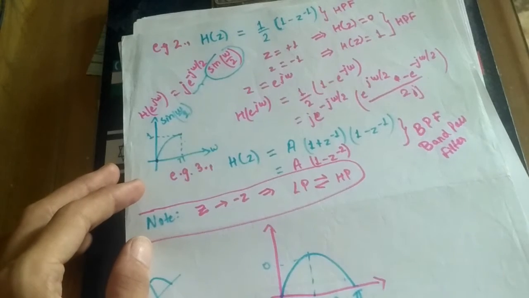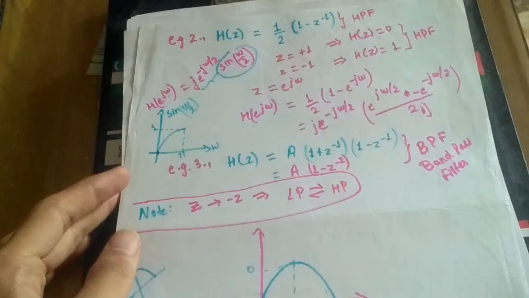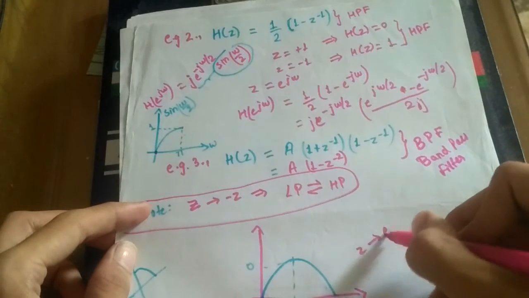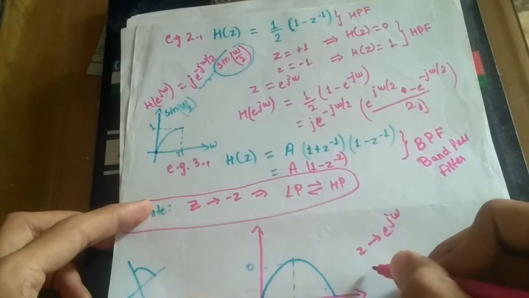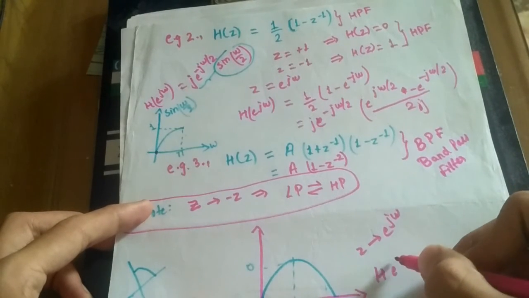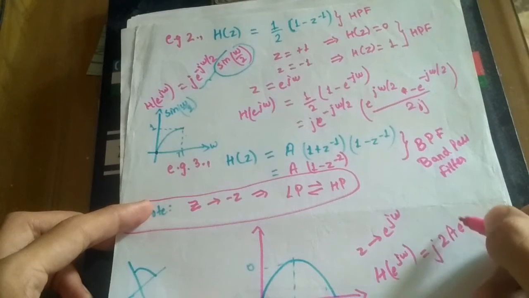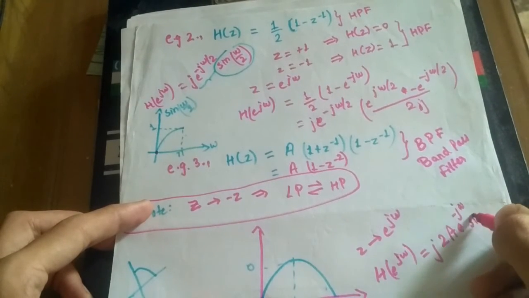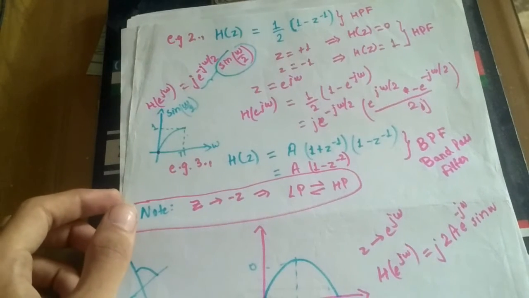This is the maximum frequency pi, and you can plot this also. And if you plot this, then just substitute z by e power j omega. So what we will get? We will get H of e power j omega as j times twice of A. A is just a magnitude, right? e power minus j omega sine omega. Okay, it is very obvious. If you want, then I will do it for you.